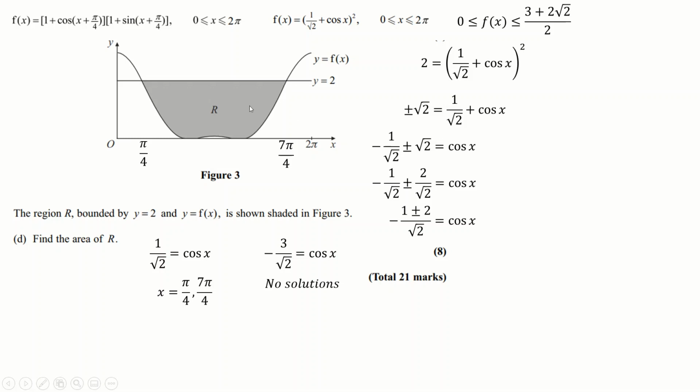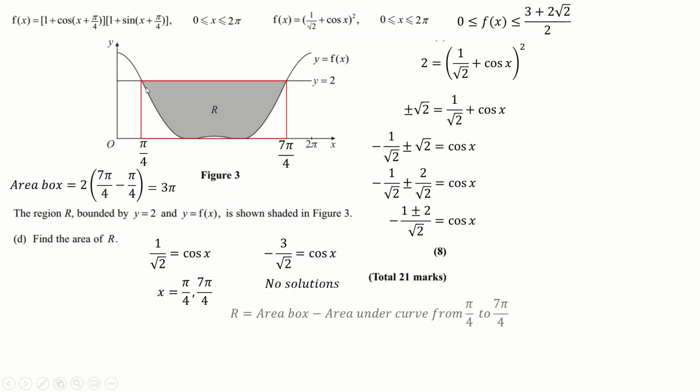There they are. So how am I going to find this region R then? Well, I'm going to find the area of this box and then take away the integral of the curve between those two points. So this box has area 2, because its height is 2, times the distance between them. Now this is 6 pi over 4, which is 3 pi over 2, times by 2 is just 3 pi. So the red box is 3 pi, and then my region R is just going to be the box take away the area of the curve from pi over 4 to 7 pi over 4, which is the integral of the curve between 7 pi over 4 and pi over 4.